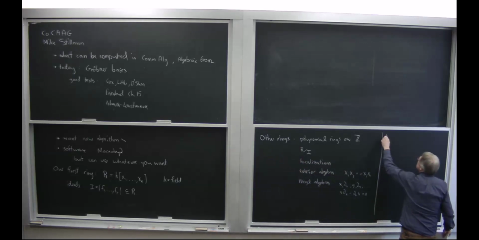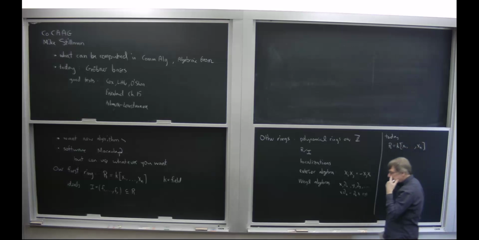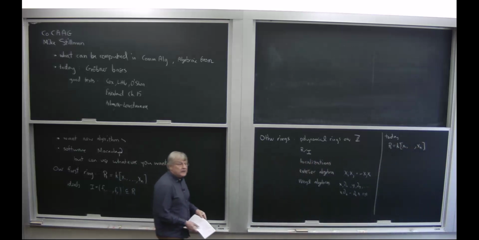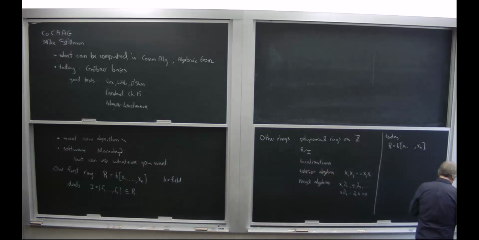So today we're going to go back and we're going to do R is k[x1, ..., xn]. The field is really not important at the moment, as long as we can compute in it. And we are interested in basic questions about ideals. Oops, I forgot to write down modules over there as well. So we're going to be interested in computations involving ideals and modules in the ring.